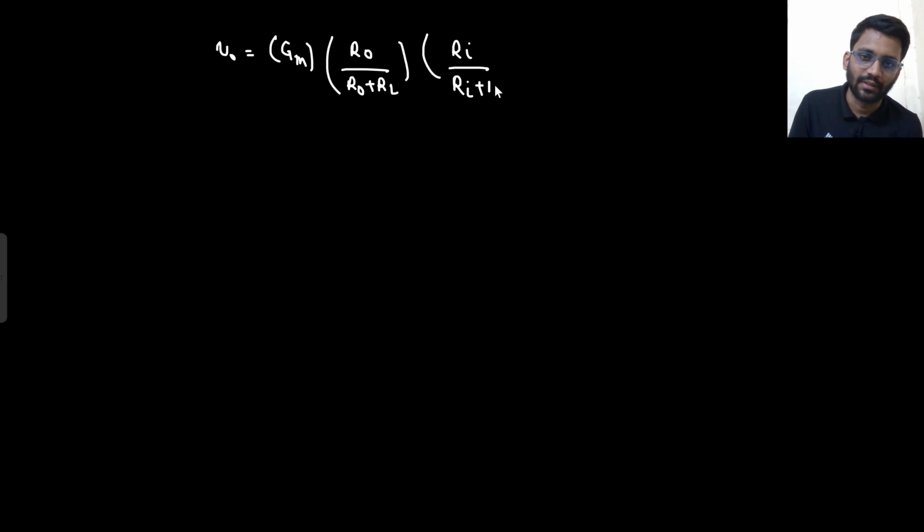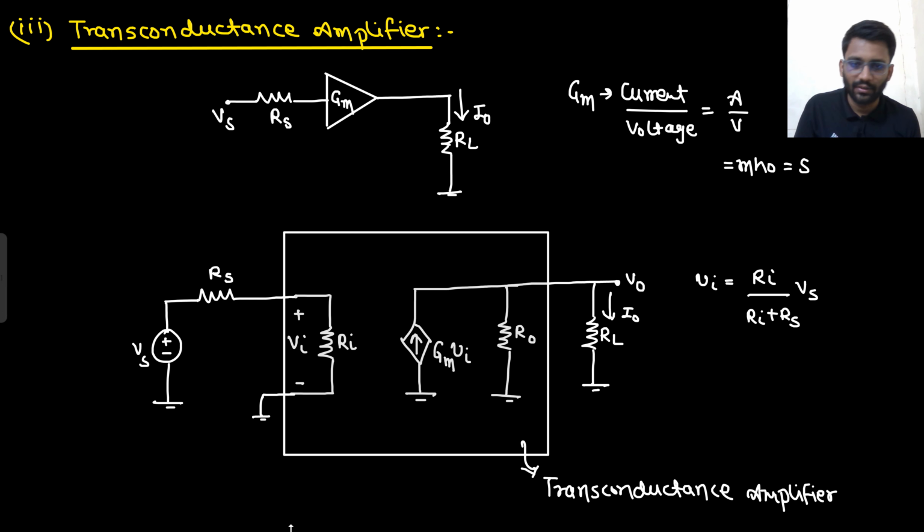Okay, sorry. We are calculating the output current, not the voltage. I'm really sorry. So what will be your output current? Your output current would be R naught upon R naught plus RL into GM V in. So whatever the expression that I wrote previously, that was for the current.